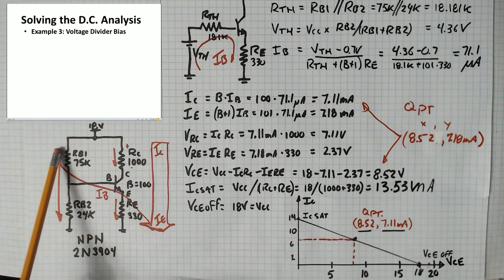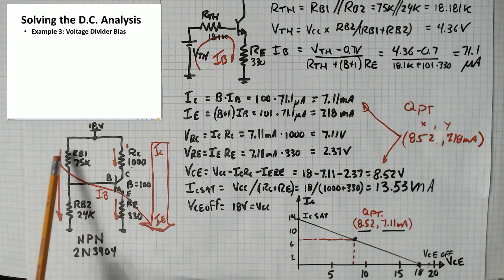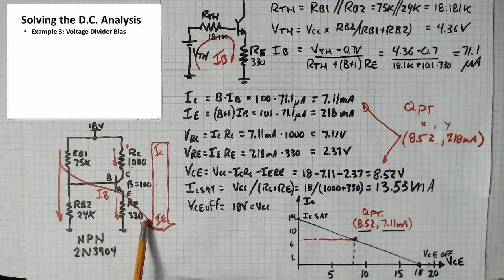In the voltage divider bias, most of the current will travel down this way, but a little bit of the current will flow into the base, resulting in a larger current flowing from collector to emitter.